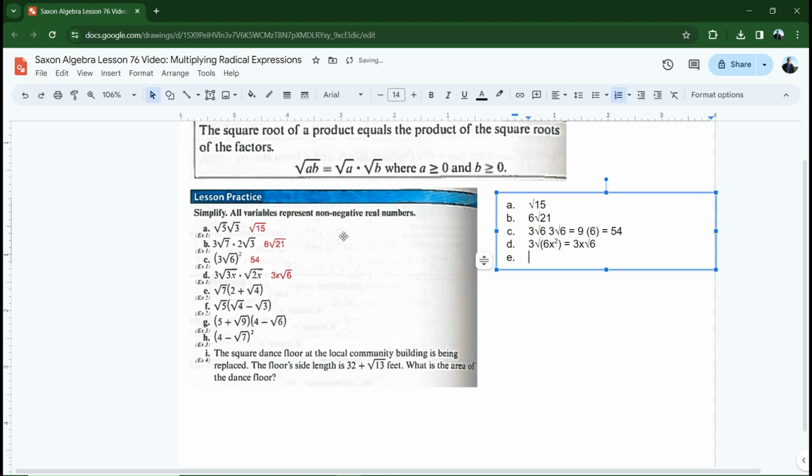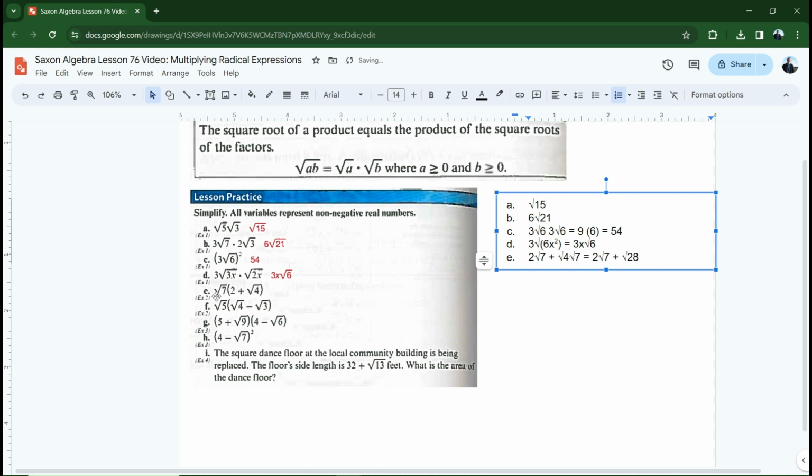We're about halfway done. Square root of 7 times 2 plus the square root of 4. This square root of 7 on the outside is going to distribute. This is going to become 2 times the square root of 7 plus, because there's a plus sign in the middle, the square root of 4 times the square root of 7. Well, the square root of 4 times the square root of 7 can be simplified to the square root of 28. So this is 2 square root of 7 plus the square root of 28.